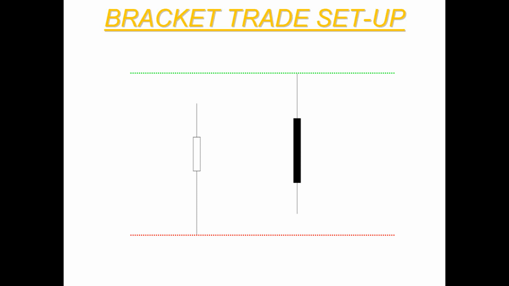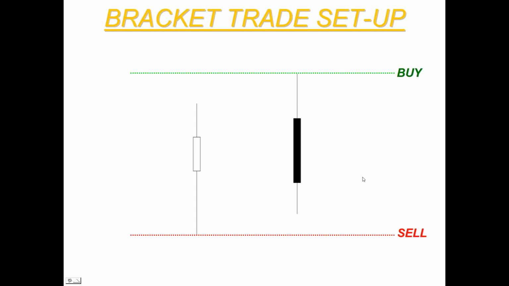So the resistance is at the top, so if you break out of that, you want to buy. And the support is at the bottom, so if you break down from that, you want to sell, right? So this is your bracket based on, once again, this theoretical 2-bar setup here. So what you would do, in a bracket trade, is the first area that's violated or touched will become your order, and then the opposite will be your protective side, all right?